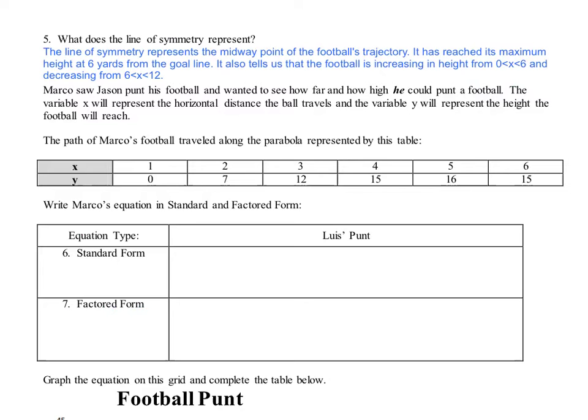So then Marco saw Jason punt his football and wanted to see how far and how high he could punt a football. The variable x will represent the horizontal distance the ball travels, and the variable y will represent the height the football will reach. The path of Marco's football traveled along the parabola represented by this table. So we're given a table, and I do apologize, this should not be Luis's punt. It should be Marco's punt.